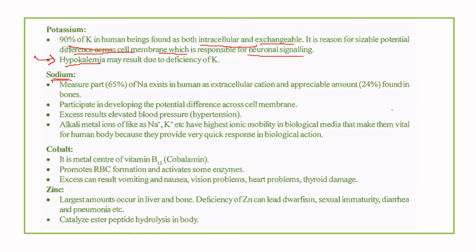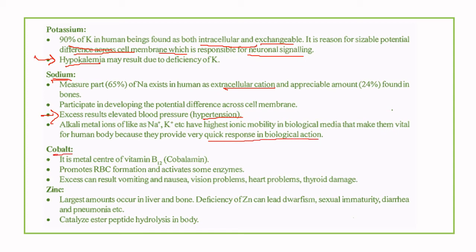Then comes sodium. A major part, 65% of sodium, exists in the human body as an extracellular cation. That also we are going to discuss while discussing the sodium potassium pump. And excess results in high blood pressure, that is hypertension. Alkali metal ions like sodium and potassium have the highest ionic mobility in biological media, which makes them vital for the human body because they provide very quick response in biological action.